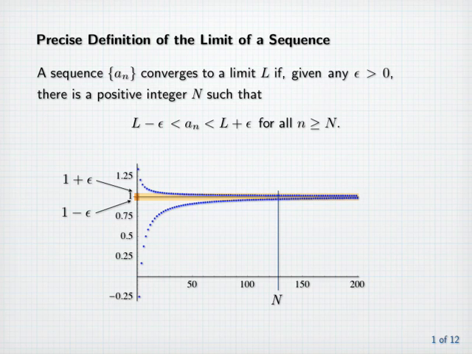One final remark before we leave this page. Notice that the condition a_n between L minus epsilon and L plus epsilon simply says that a_n is within epsilon of L, so that inequality can be restated as follows. The absolute value of a_n minus L is less than epsilon.